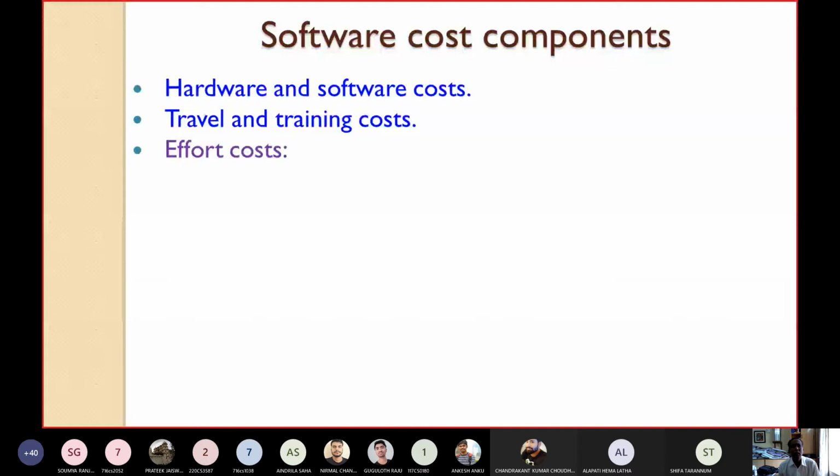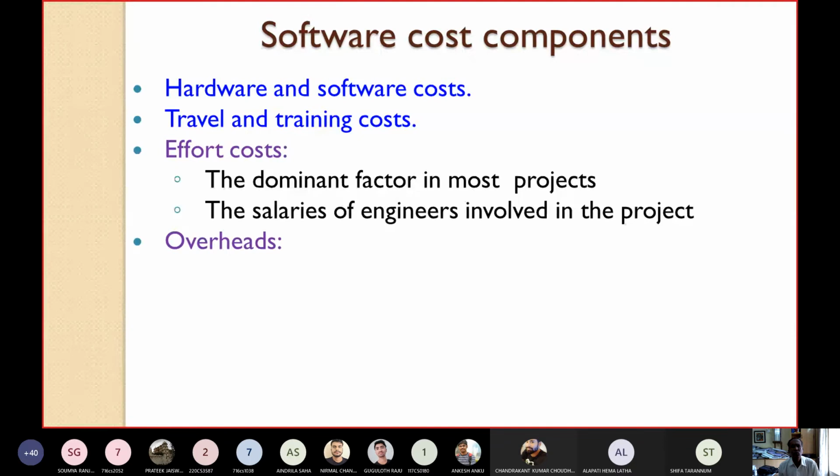Yes, we have to see the effort costs. While finalizing the software cost, we must look at the effort cost. So here, under effort cost, mainly the salaries of the engineers will come. This is the most dominant factor in most of the projects.